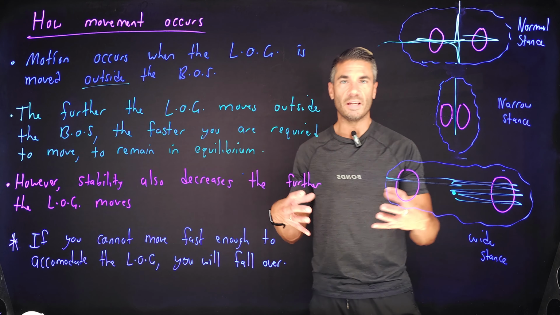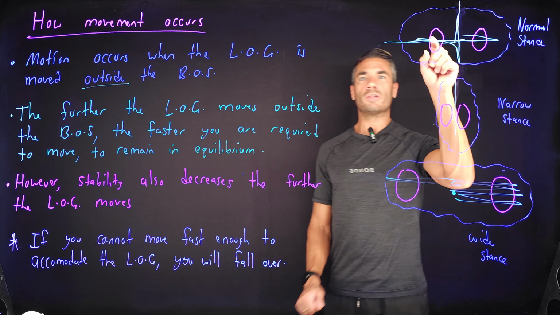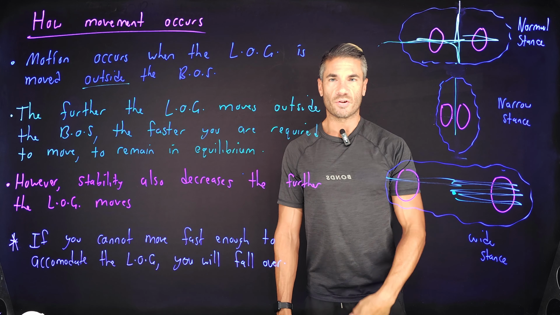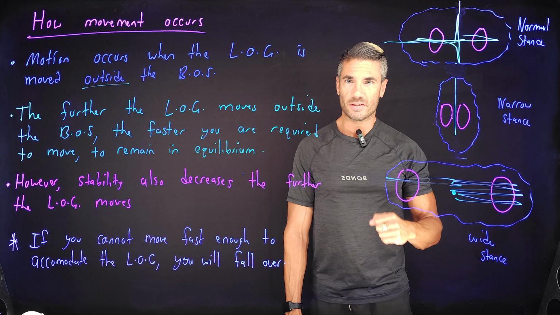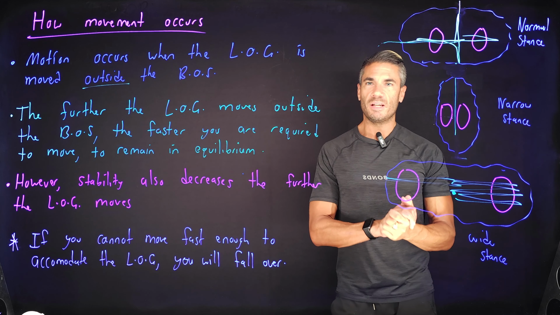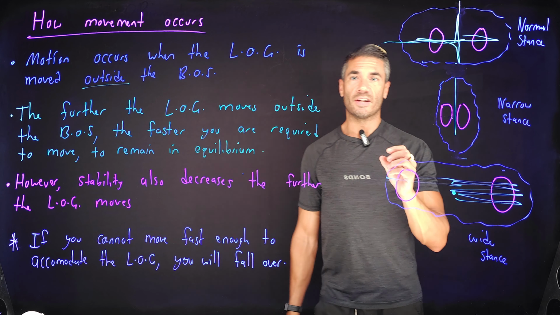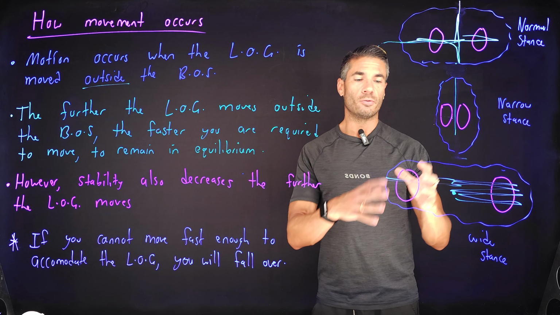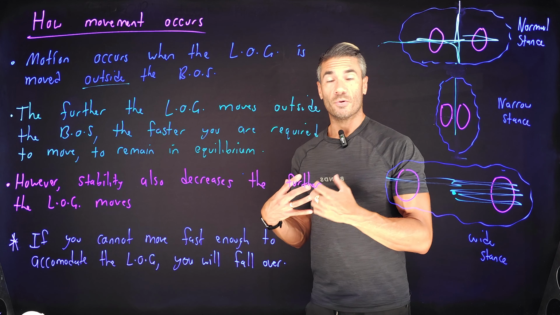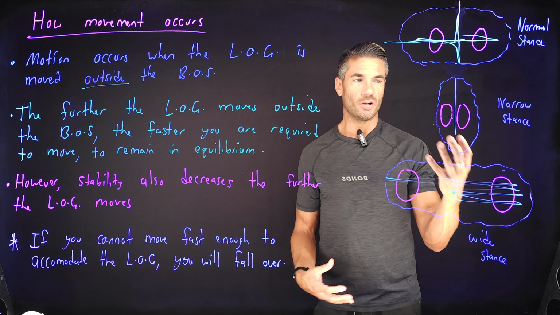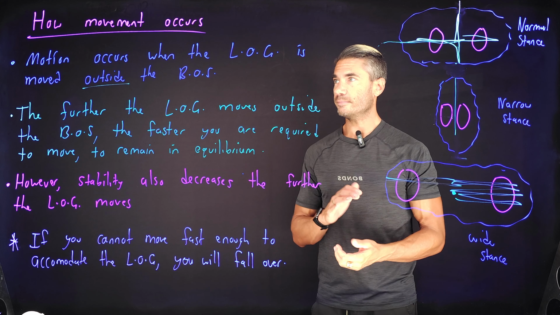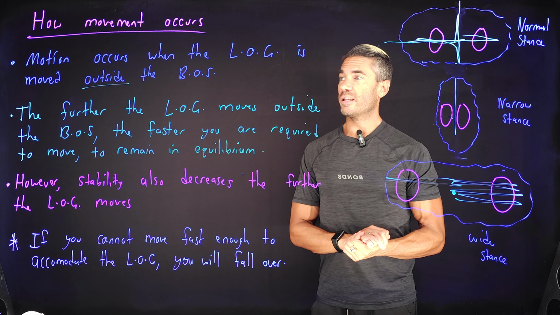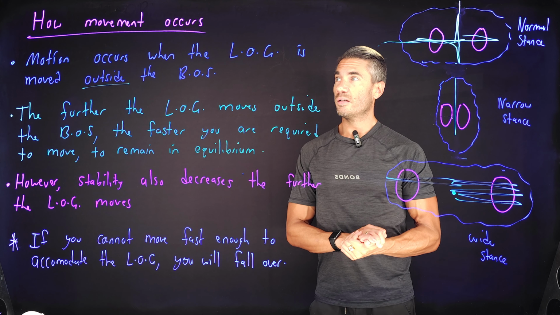So, in summary, movement occurs when the line of gravity, which is straight down from your center of gravity, falls outside the base of support. Athletes can manipulate their base of support to either make themselves go faster in one direction, or they can edit it to make themselves more stable at the cost of speed and acceleration. And that is how the principles of motion make movement.